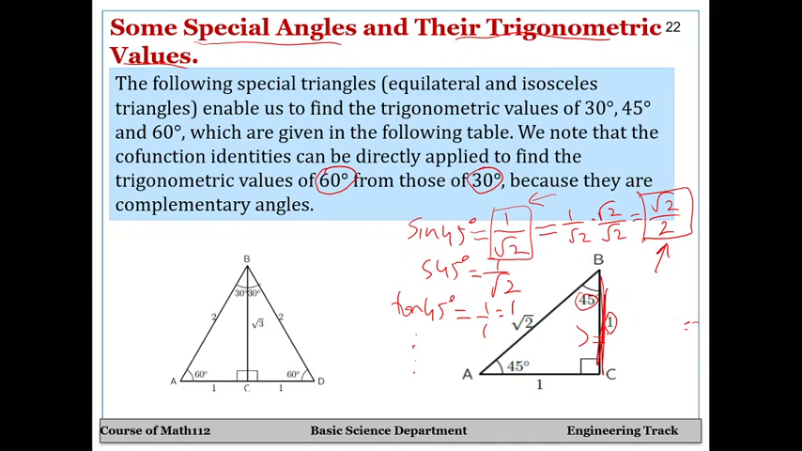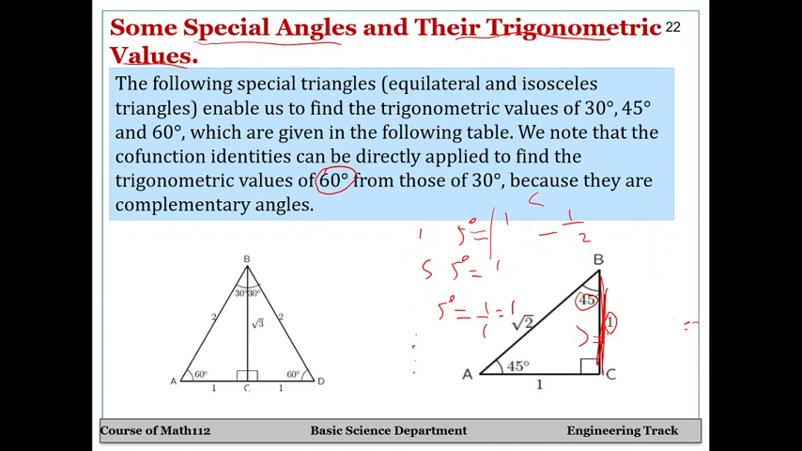Now, when it comes to the 30, 60, 90 triangle, you can use this equilateral triangle. As I said, these values might change with respect to the size of the triangle, but we want you to memorize them and just find the ratios, the trigonometric values.